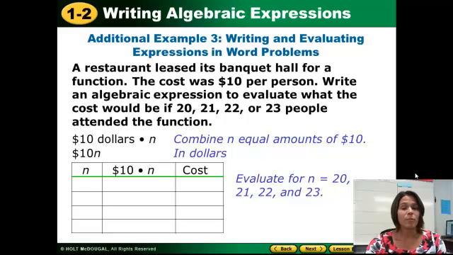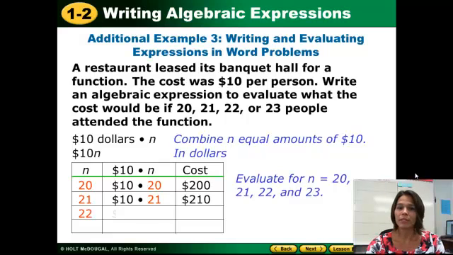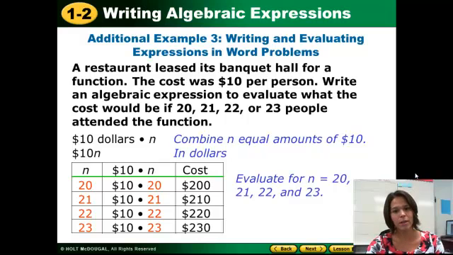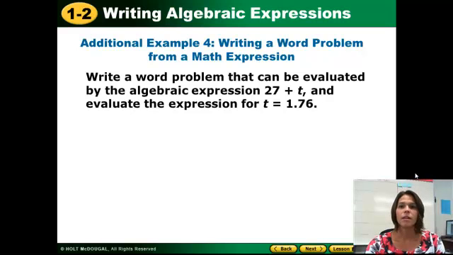So now I'm just going to put it into a table. So $10 for 20 people, I'll just multiply that out. For 21 people, it'd be $210. You can kind of see the pattern. I'm increasing by $10 every time. So by 23 people, it's $230. Make sure that you have your dollar signs in there.